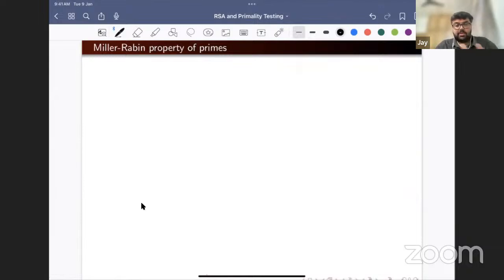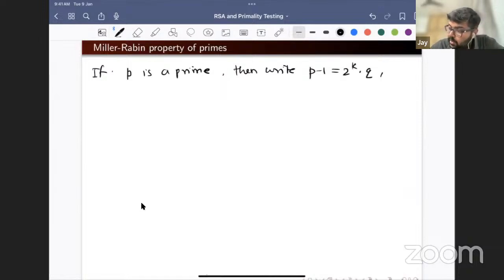So this is the property of primes. Like in Fermat, if p is a prime, then for every integer a, a power p is congruent to a mod p. Here, if p is a prime, of course an odd prime we are taking, then p minus 1 is even. So we can write p minus 1 as 2 power k times q. You extract all the powers of 2. So the maximum power of 2 is, let's say, k. P minus 1 is even, so k is greater than or equal to 1, and q remains odd. Q is reduced to an odd number. So p minus 1 we write like this.